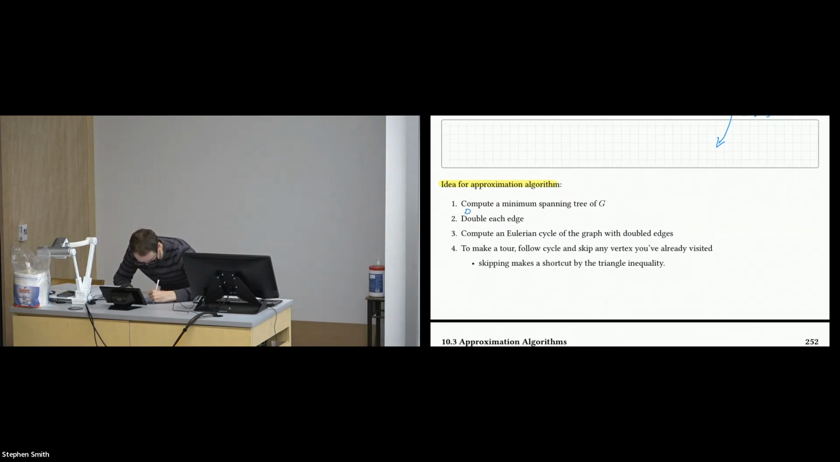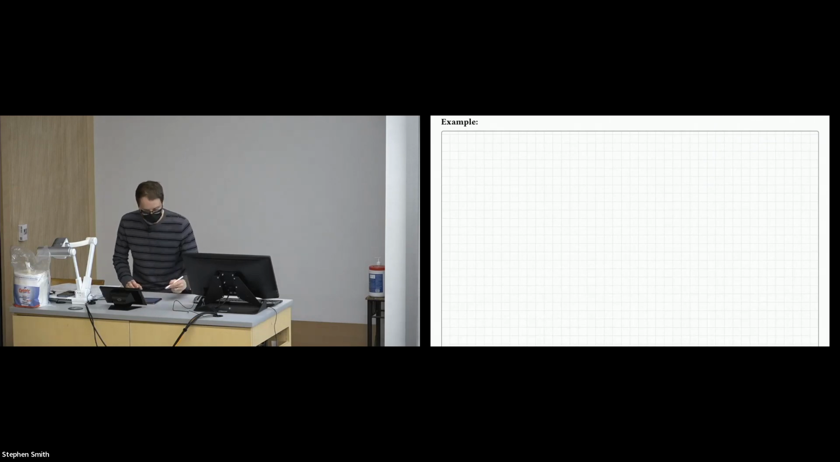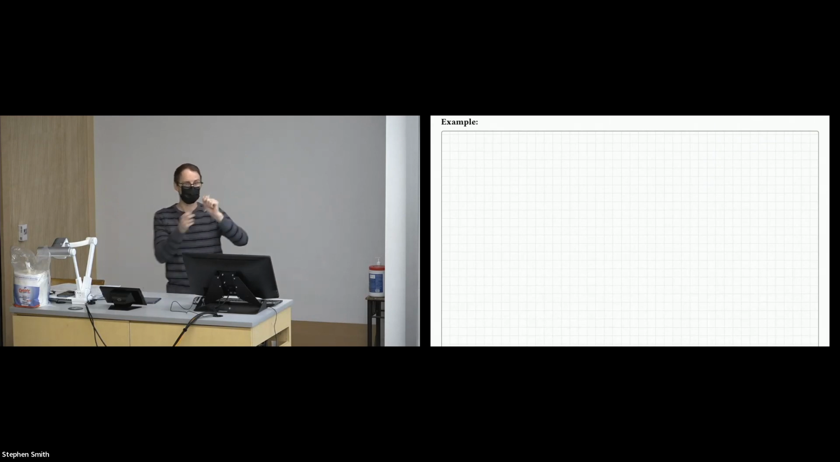So here, I'll say duplicate. And let me draw an example. So step one was, let me draw a simple graph. In this example, it's just going to be a Euclidean graph. So I won't draw all the edges, and then the edges will just be given by the distance on the page. So let's say I have something like this.